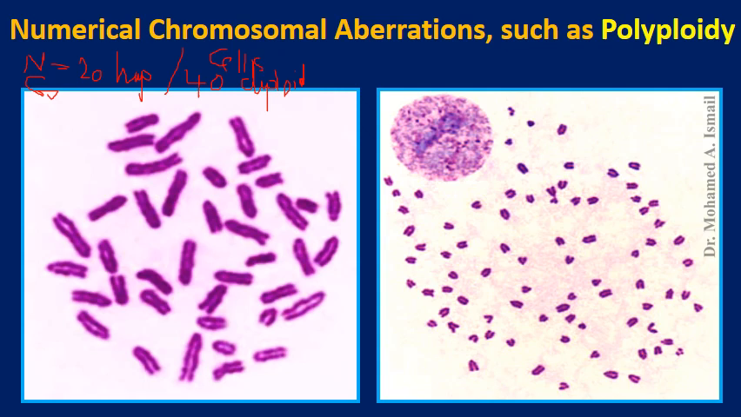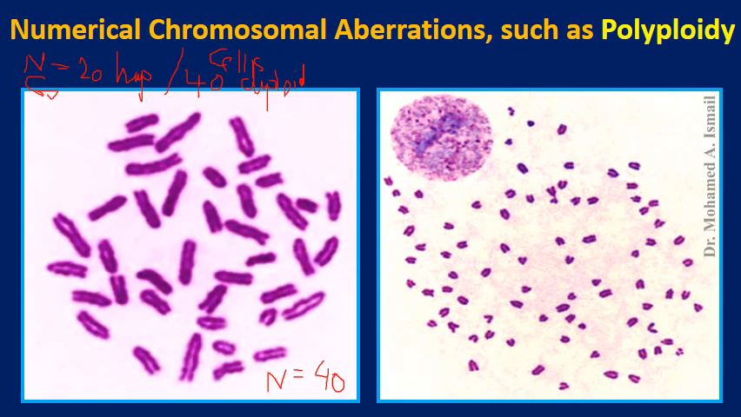Okay, normal number of chromosomes in the somatic cells. This figure represents the normal appearance of chromosomes. So it must contain 40 chromosomes. Okay, and it is used to compare and to identify the numerical chromosomal aberrations in the second figure.